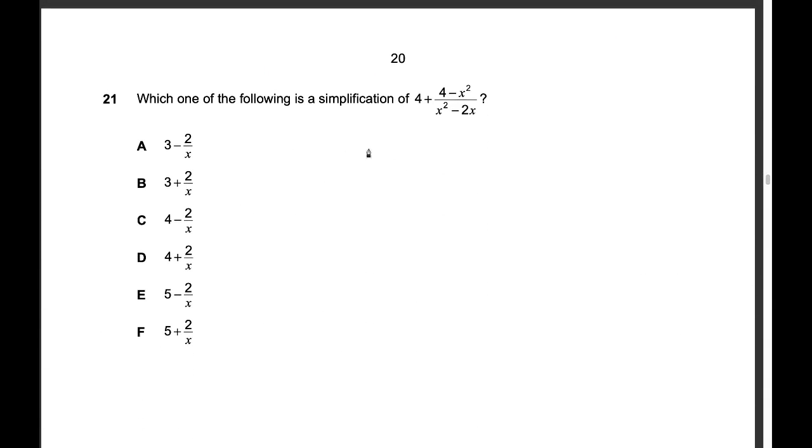So which one of the following is a simplification of this expression? Okay, so you would assume that you have to multiply by the x squared minus 2 on the bottom, make it into one fraction. A lot of people will do that. That will solve your question. I just don't think it's the fastest route. So it will result in you trying to solve a quadratic equation on the top. But instead, let's see if we can solve it a bit quicker.